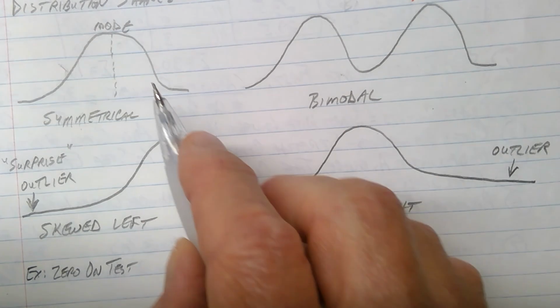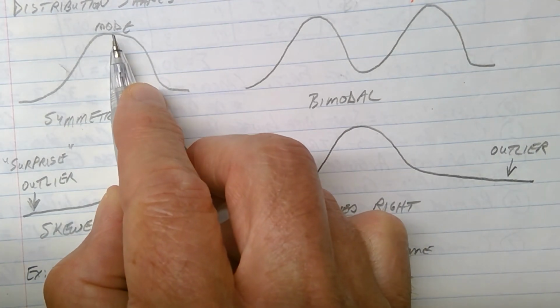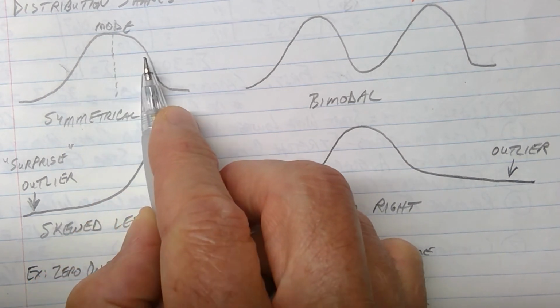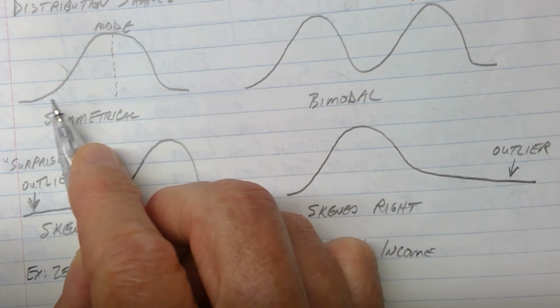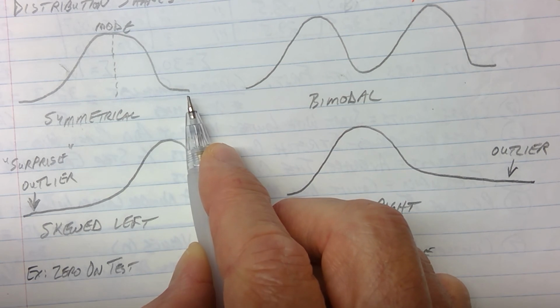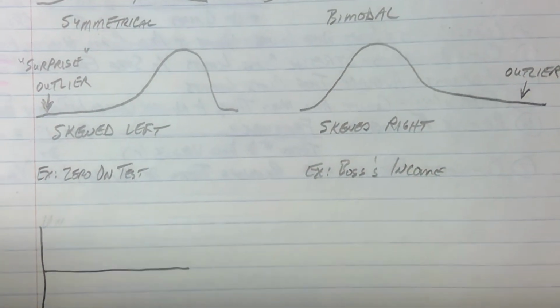Let me go back to this. Most of the people scored an 80%. A few of them scored 70%. A few of them scored 90%. There might be one or two that scored 0. There might be one or two that scored 100. That kind of thing. That's what we expect.